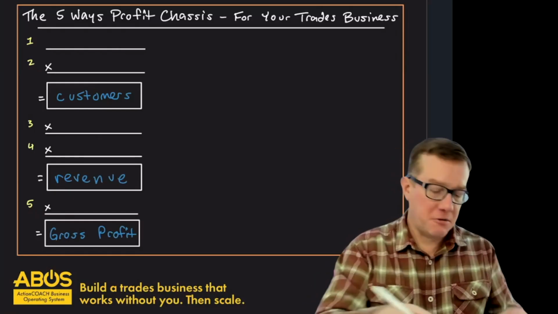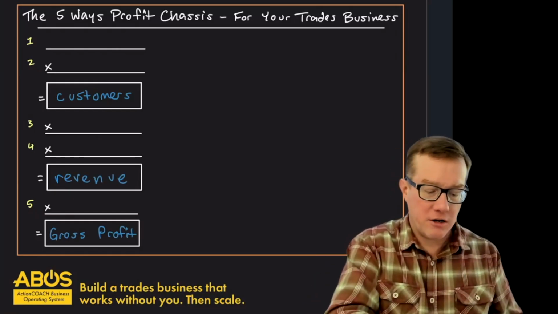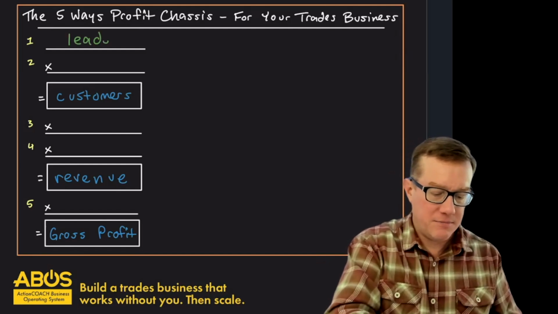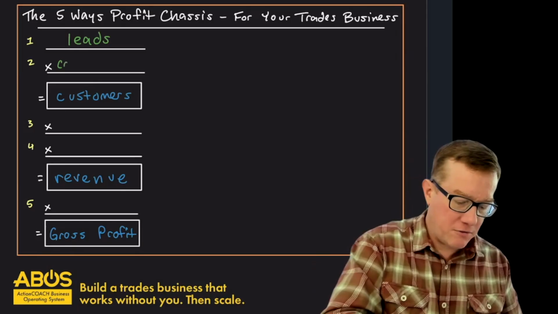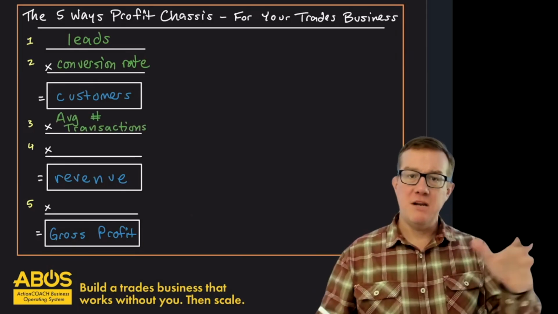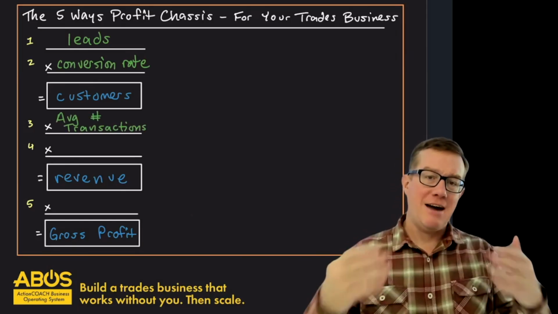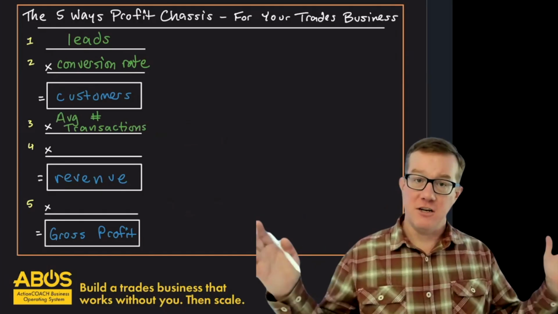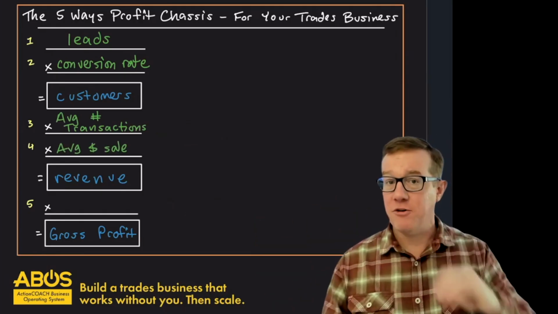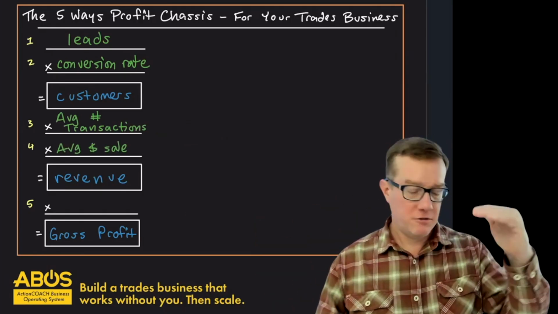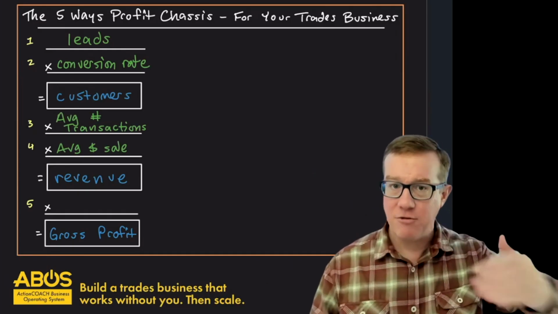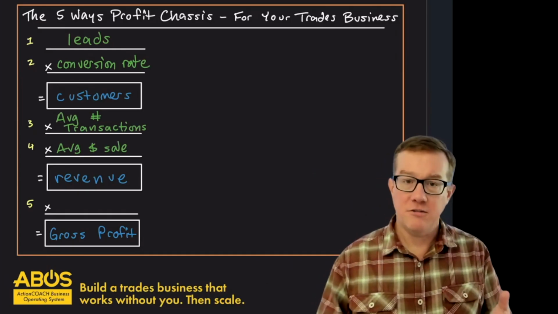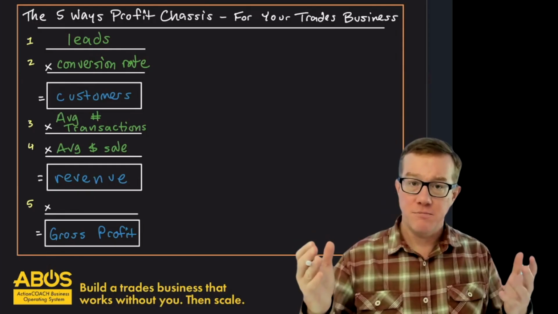What produces customers is our marketing, which produces leads, and our sales process, which produces a conversion rate. Our repeat business is measured in average number of transactions in a year. Next, we look at average dollar sale. Customers by average number of transactions by average dollar sale gives us our revenue figure for the year.